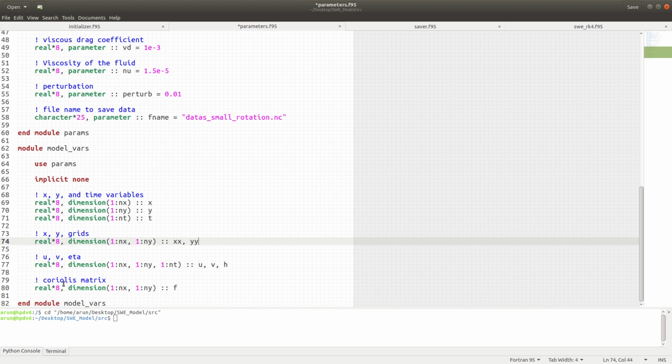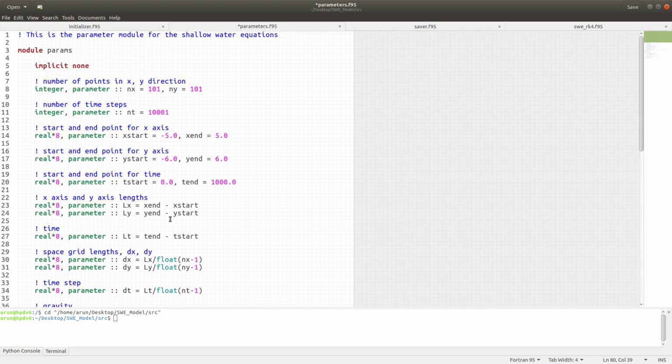Similarly, I'm going to create the variables that I'm going to be really concerned with. The horizontal velocity, meaning the velocity in x direction, which is u, velocity in y direction, which is v, and the height variation h. This is actually the eta. Since you cannot put Greek letters in programs, I'm going to keep it as h. And this is going to be the Coriolis matrix for each and every point. That is, in each and every point in the grid, we need to know the Coriolis value for this model. So I'm going to write the Coriolis matrix as f over here.